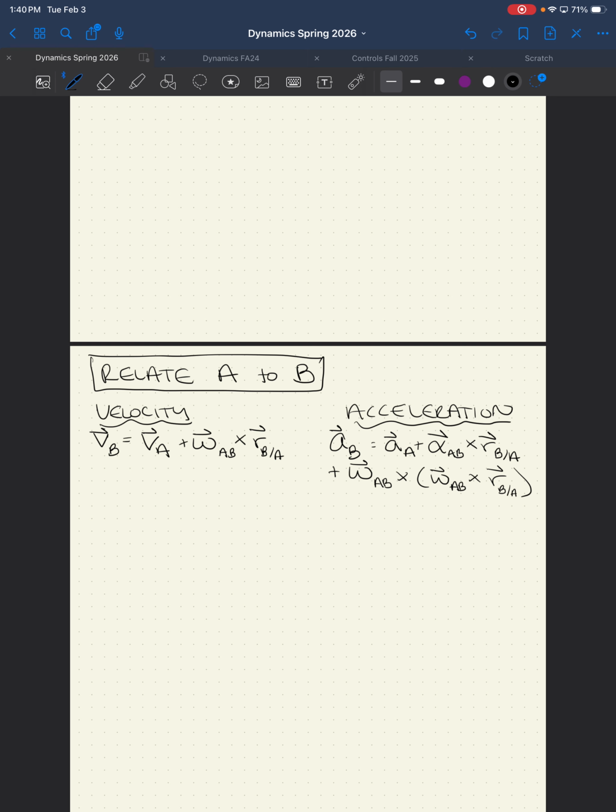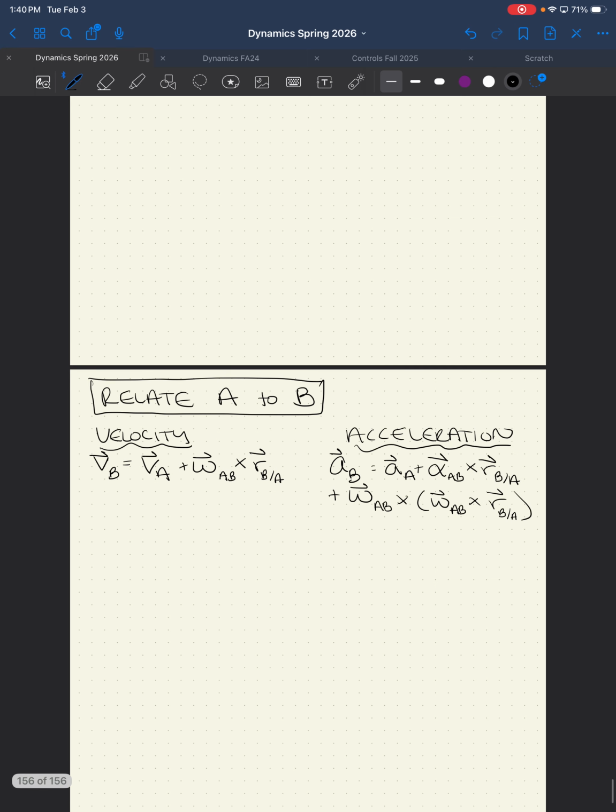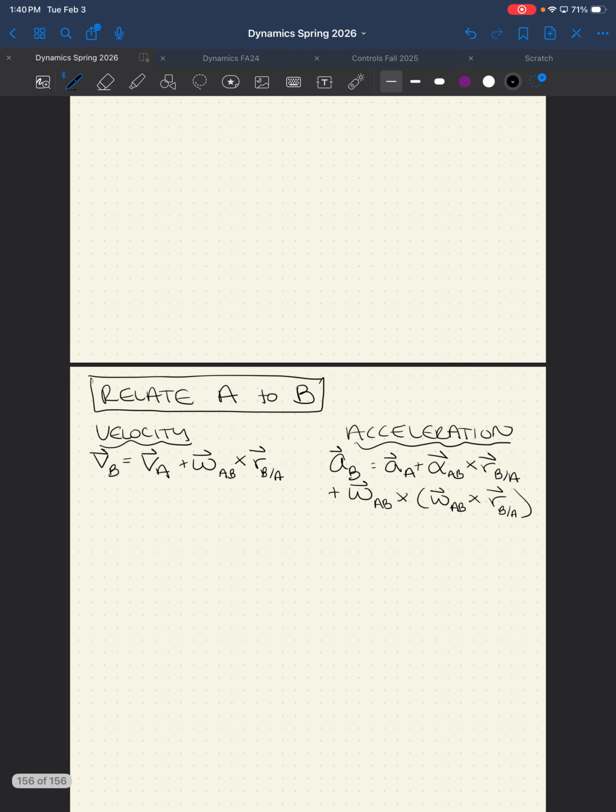So for a two-dimensional problem, only for a two-dimensional problem, the axis of rotation is going to be in the K hat direction. Great question.